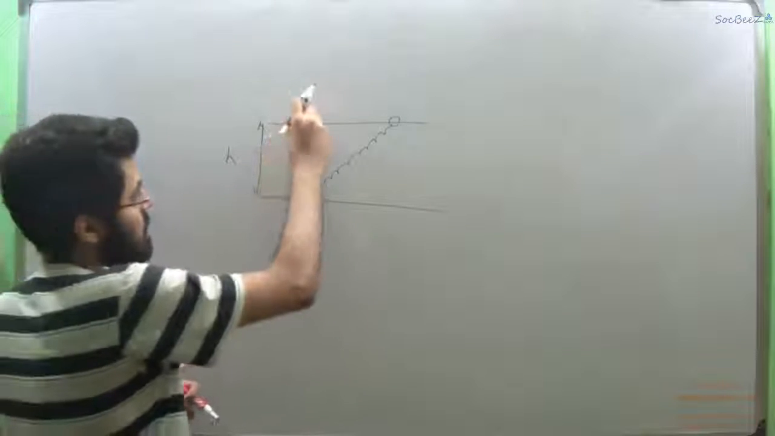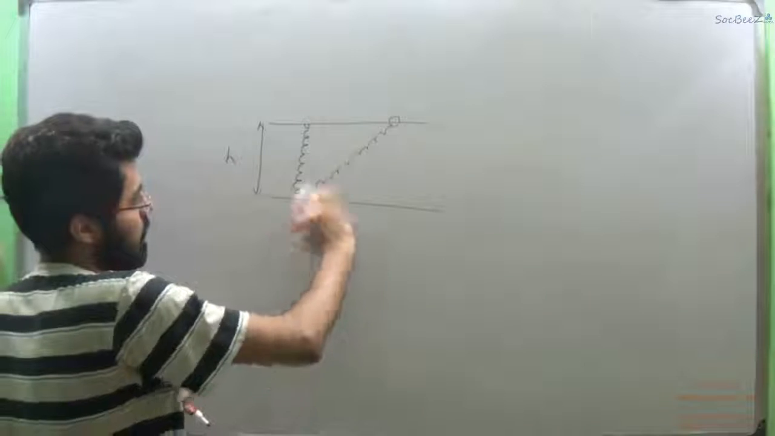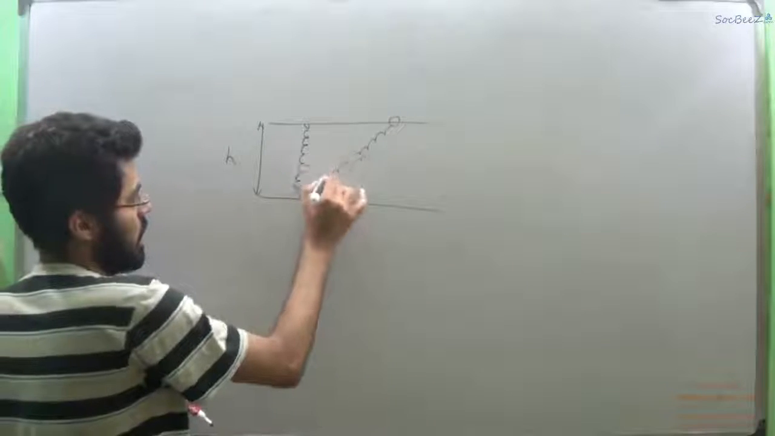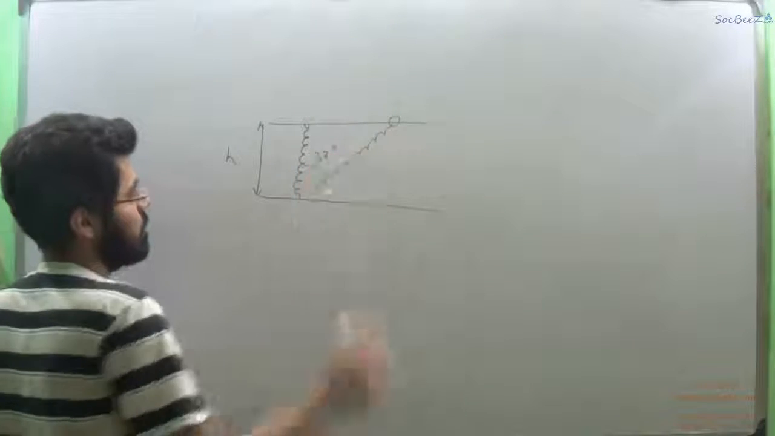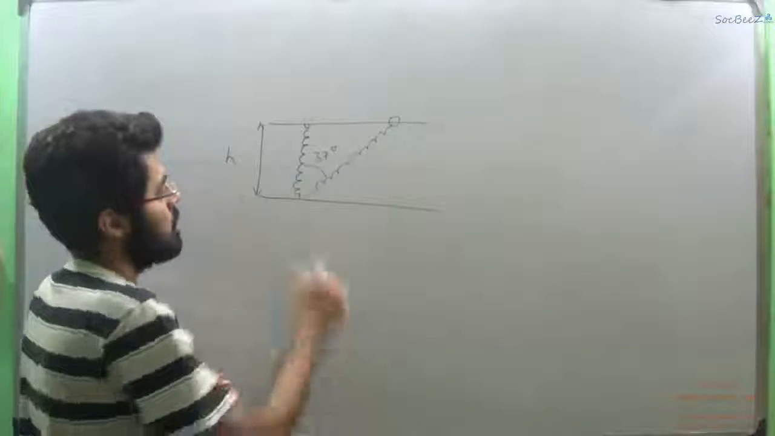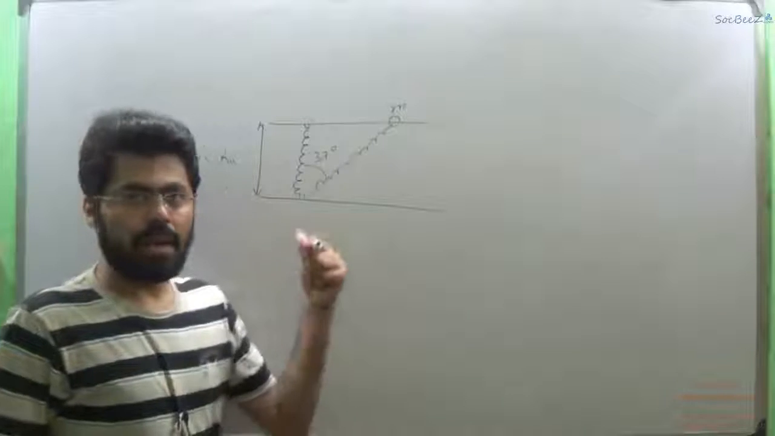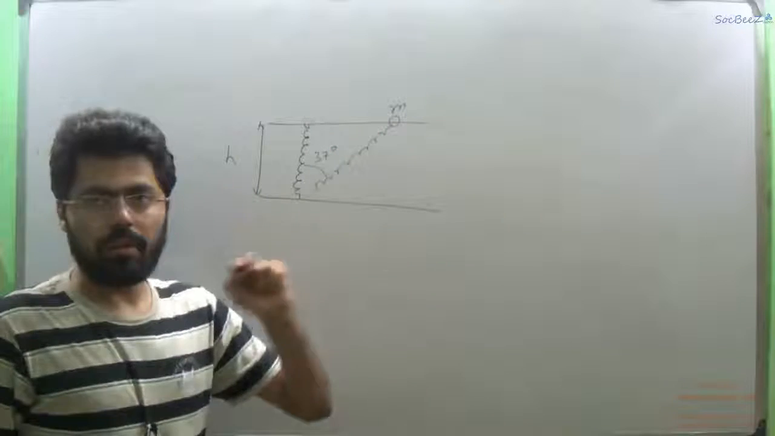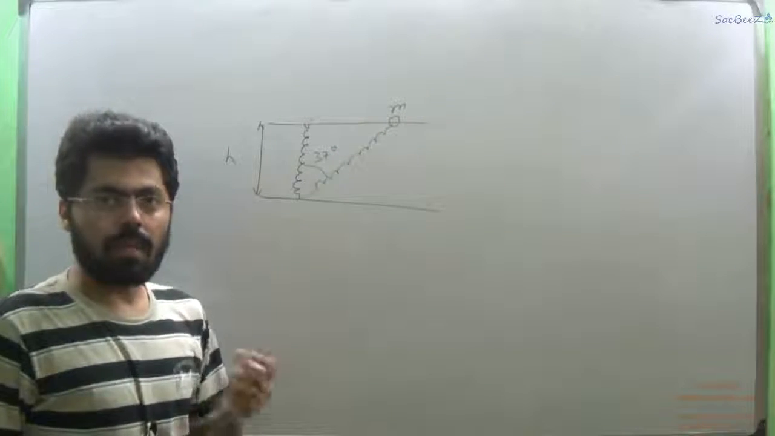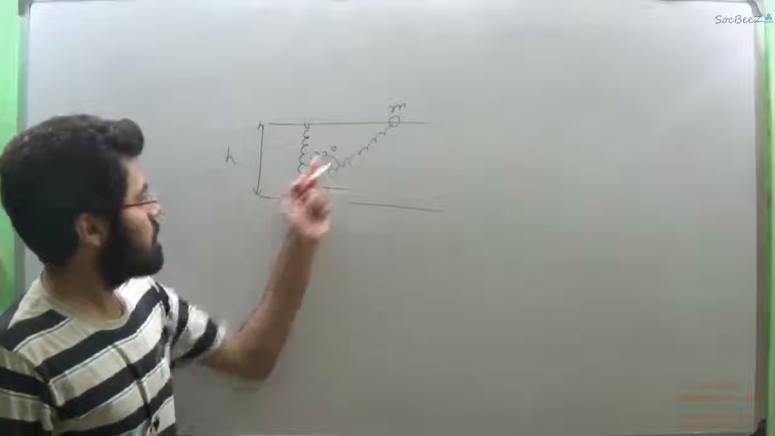Suppose somebody dragged this ring in such a way that it got a shape like this, and this angle is 37 degrees. And say the ring has a mass m. The ring which has been attached at the top is passing through the beam and has a mass m. So it has been dragged this way.